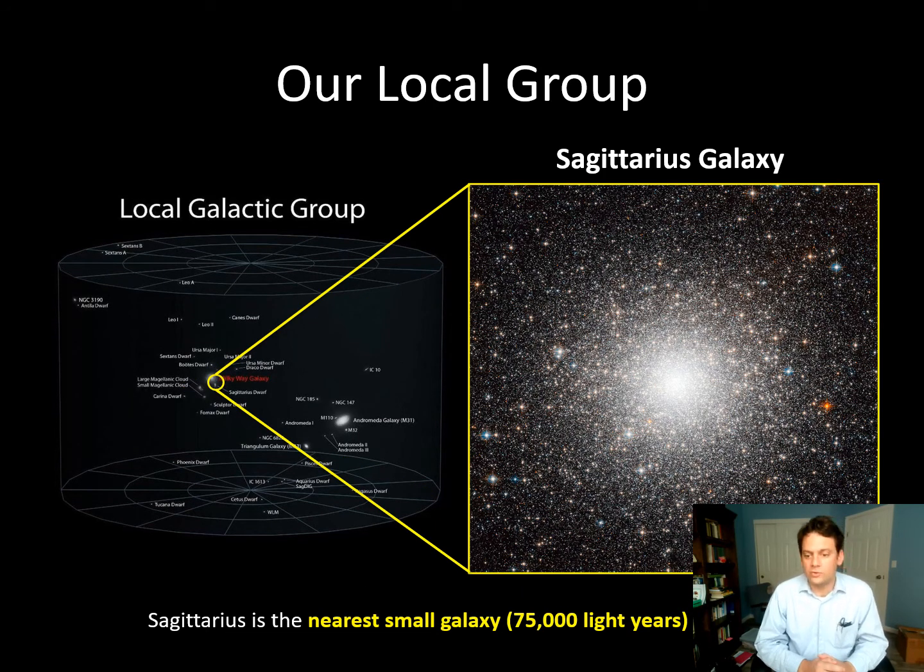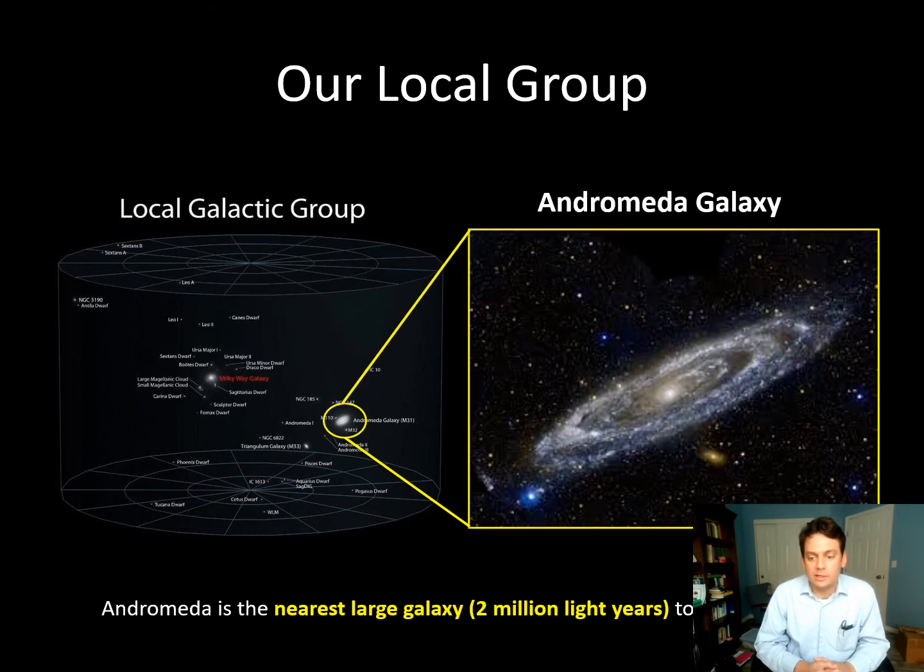If you get a little bit bigger and ask, well, what's the nearest small galaxy? So it's not like a very small thing like the Magellanic Clouds. Sagittarius is the nearest small galaxy, and it's about 75,000 light years away. Andromeda, which I mentioned, is the nearest large galaxy, and it's about 2 million light years away.